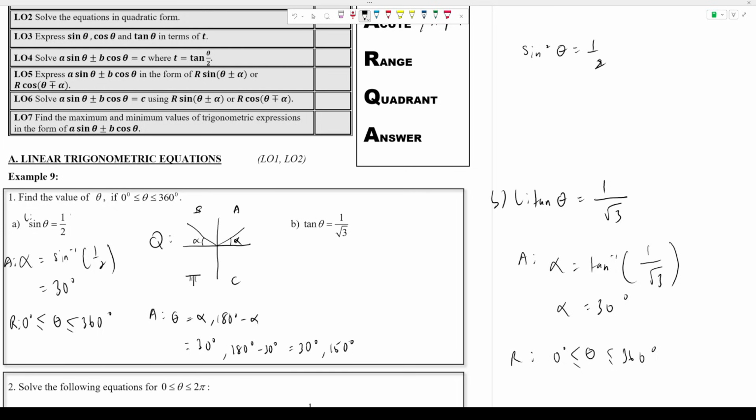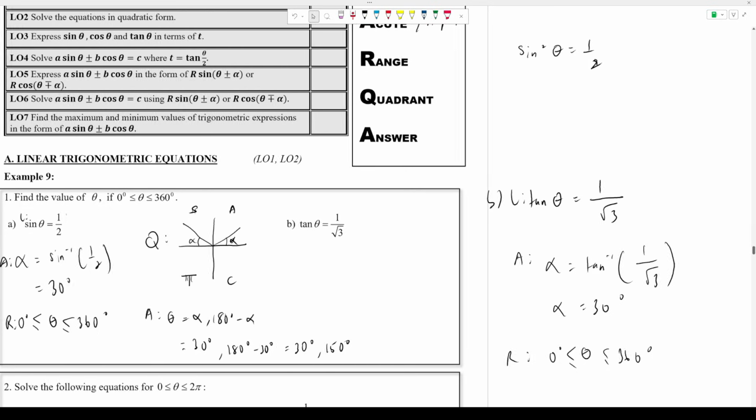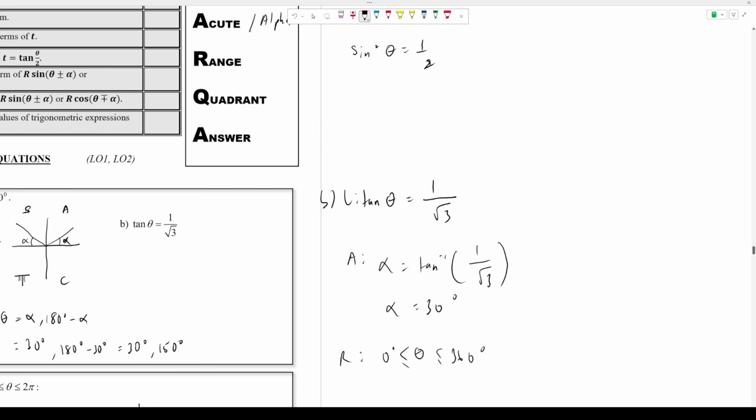Okay, and then Q is for quadrant, so do your 4 quadrants. Okay, A, S, T, C. Okay, our equation now is tangent and the equation is positive. Okay, tangent, positive. So dekat third quadrant dengan first quadrant, tangent positive. So sini satu line, sini satu line. Okay, which means ini alpha, this is alpha.